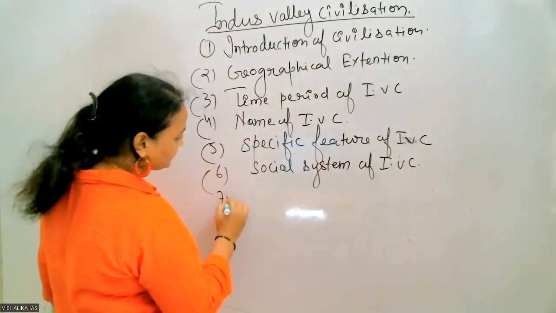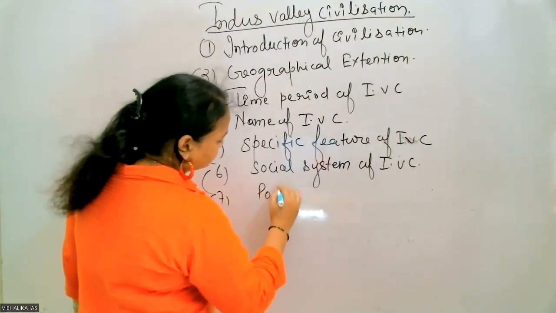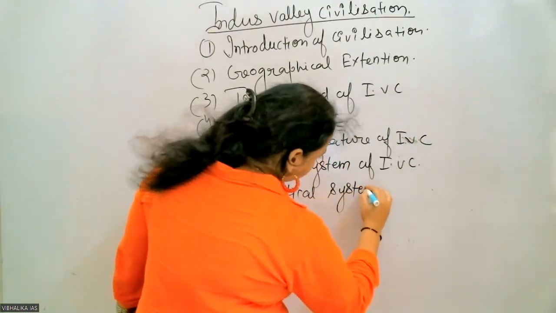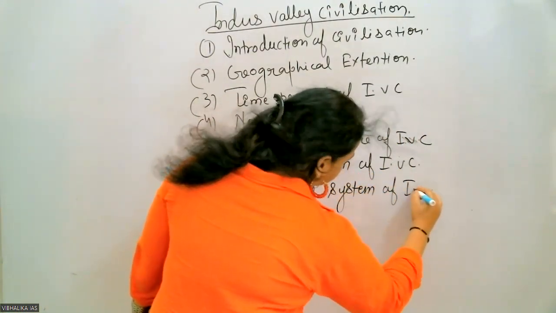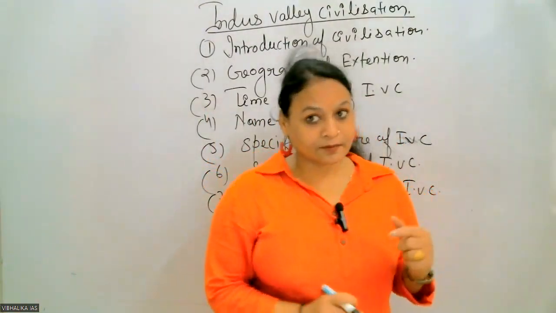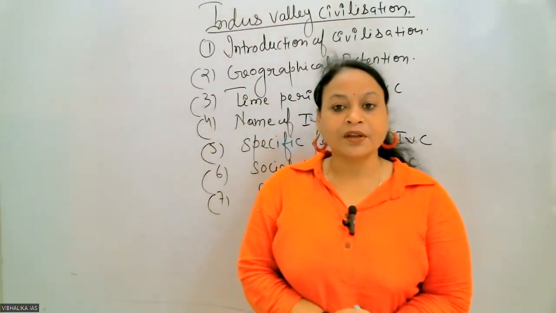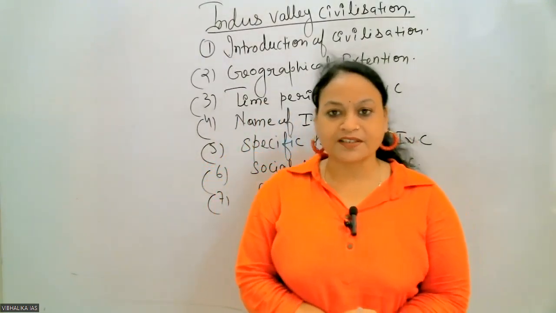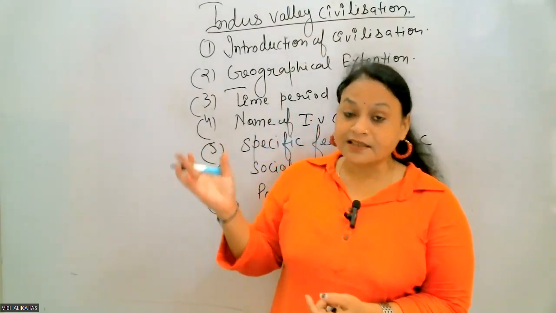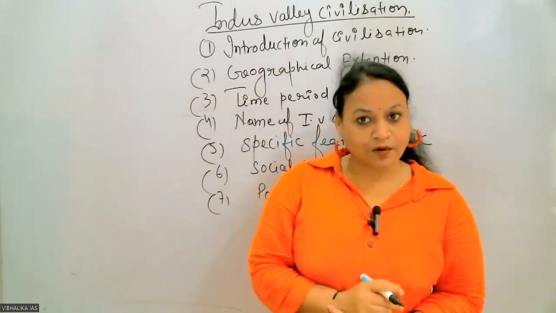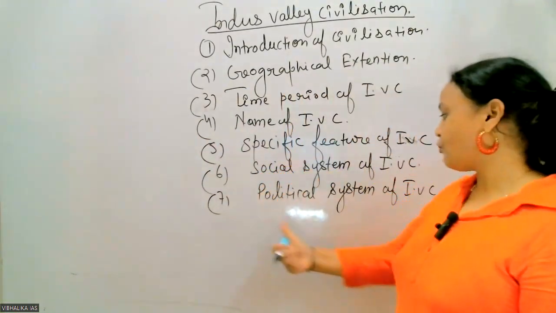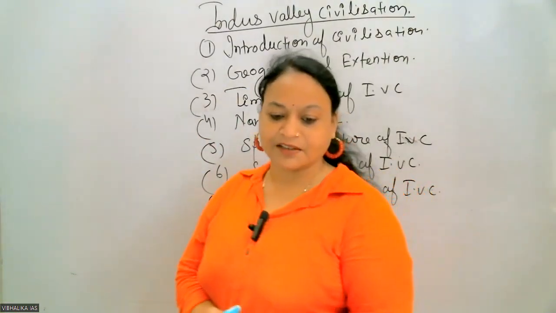Next, we will cover the political system of Indus Valley civilization. You know, students, on the political system, historians also have different views. Some historians say that administration was in the hands of priests. Others say it was in the hands of the trader class. So what is the final answer? I will teach you in the political system of Indus Valley civilization.